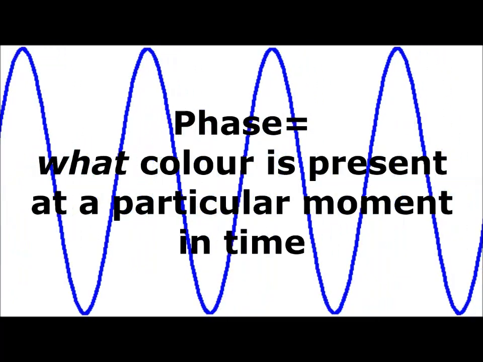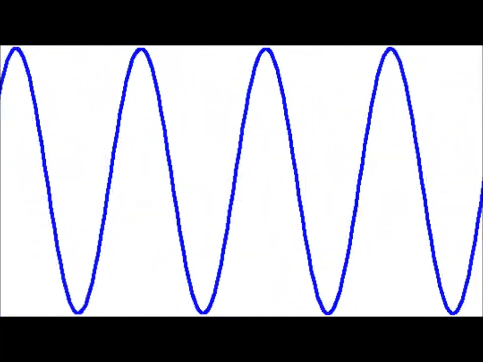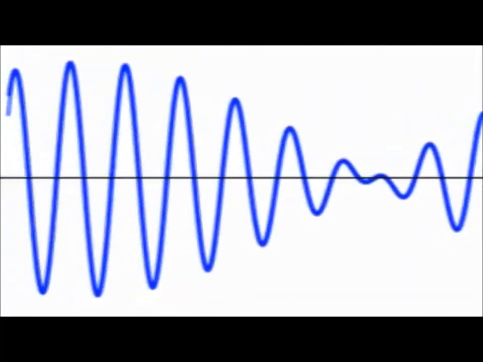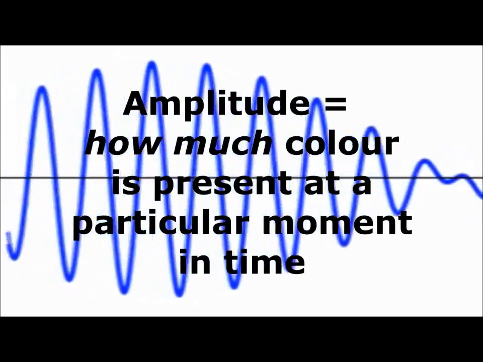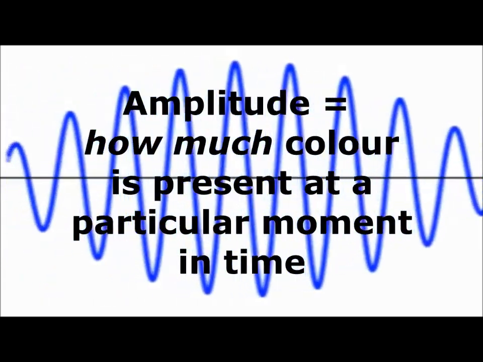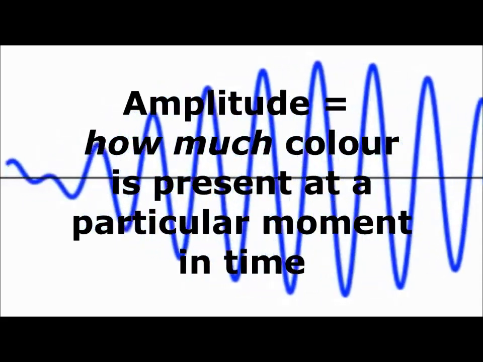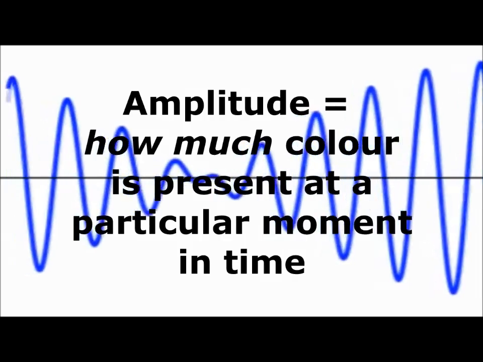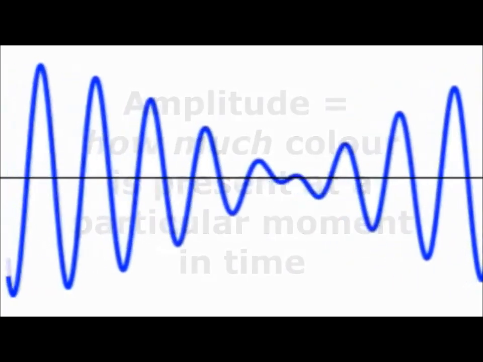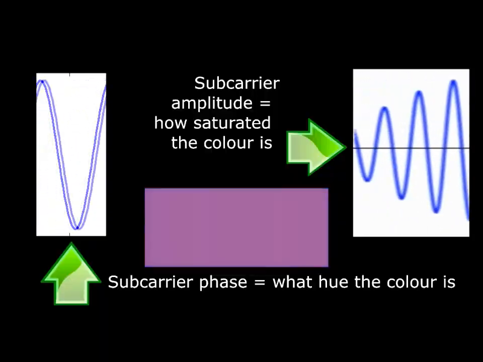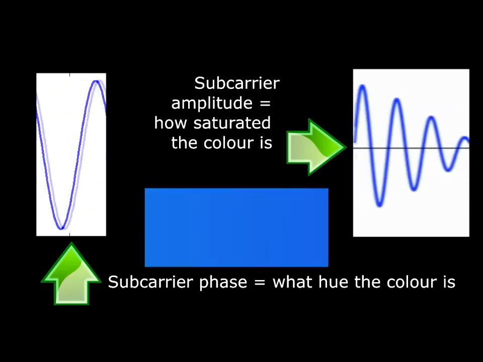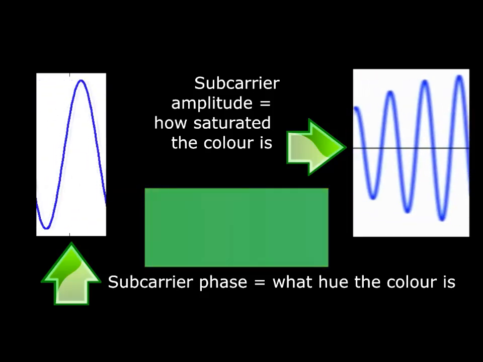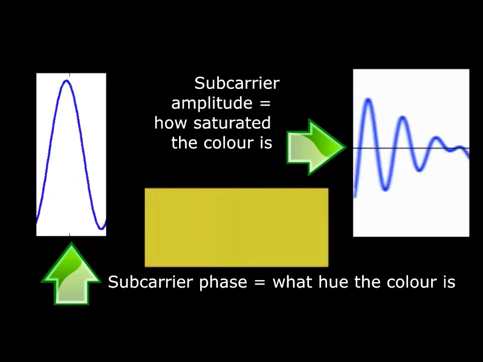Every possible hue has a particular phase of subcarrier. The intensity of the color is proportional to the amplitude of the subcarrier. A high amplitude results in a saturated color. If the subcarrier has no amplitude at all, the video signal at that moment has no color at all. It's black, white, or a shade of gray. Through this process, we are able to produce all of the possible hues we would ever want to reproduce, and also information about how saturated the colors are.